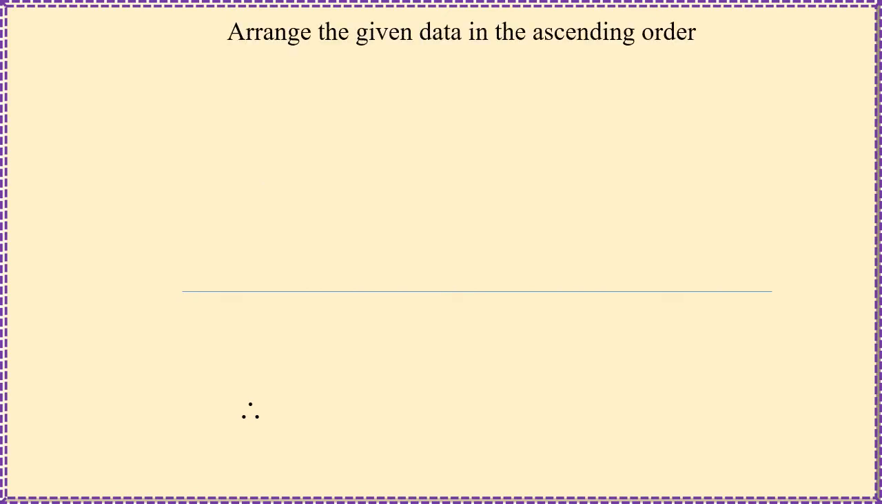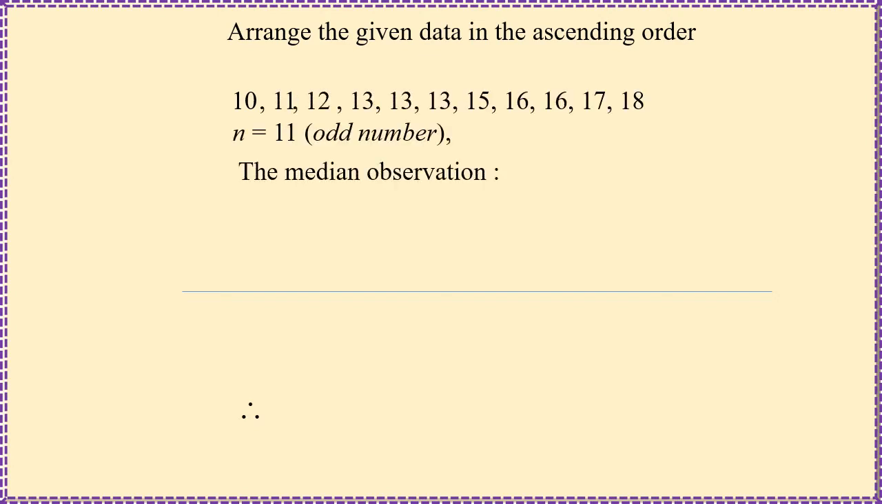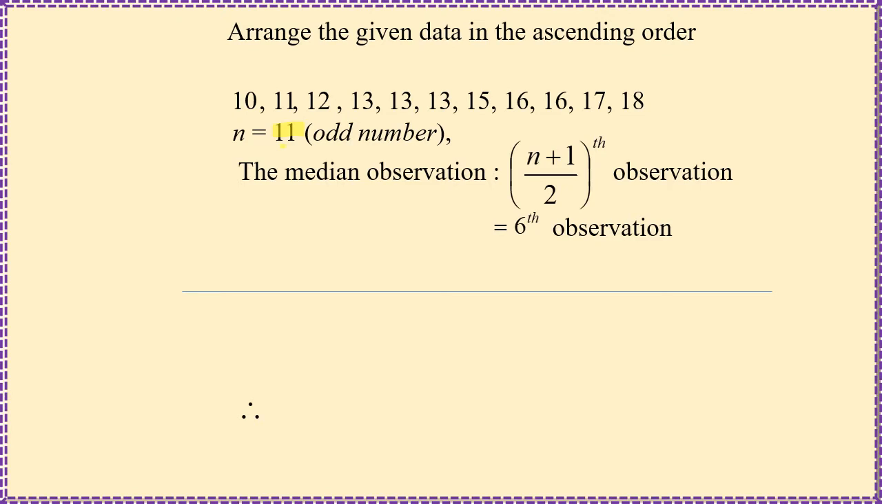Arrange the given data in ascending order. This is for the median. We need to arrange the data in ascending order first. After you arrange the data, because the number of observed values is 11, which is an odd number, the formula for the median is the (n plus 1) over 2 observation. So what is our n? n is equal to 11. So 11 plus 1 over 2 is equal to 12 over 2, which is equal to the 6th observation. So which one is the 6th observation after we arrange the data? We have 1, 2, 3, 4, 5, 6. So this is our median. So the median is equal to 13.